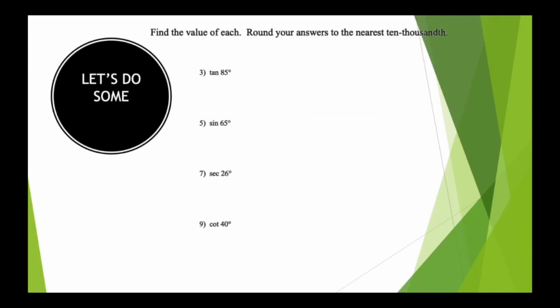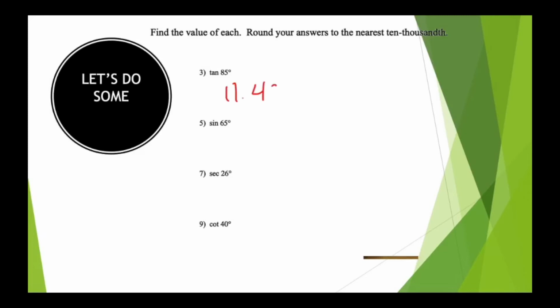What you're going to do is type in your calculator tan 85 and press enter. And on this one, you're going to type in sine 65 and hit enter. So pause this video, go and get your calculator out and type in tan 85 and push enter, and then do that same thing with sine, and let's compare our answers.